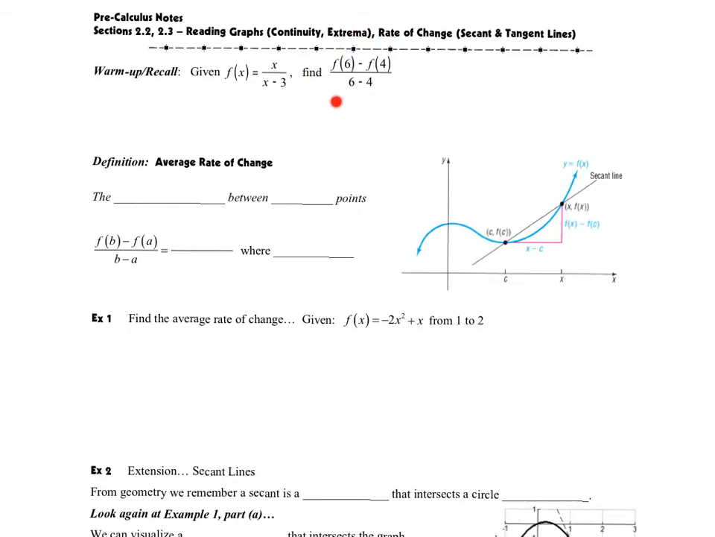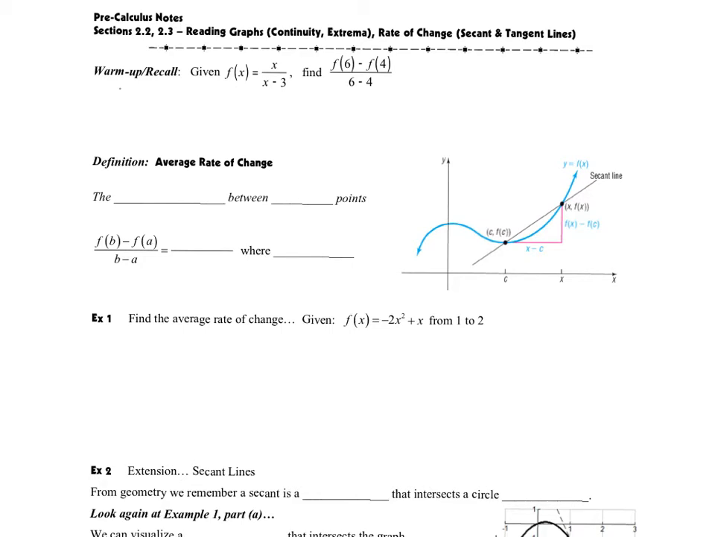So up here at the top under our warm-up recall, we did some review of this in algebra the other day. So I just want to practice that one more time before we actually jump into our average rate of change formula. So remember, what we want to do is evaluate the function at 6, subtract what we get when we evaluate at 4, and then our denominator of 6 minus 4. So using this given function of f of x, what I'm first going to do is evaluate that function for 6.